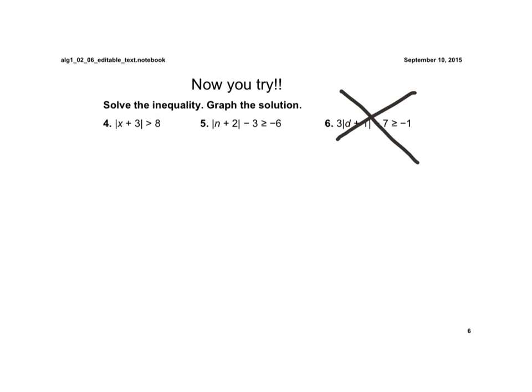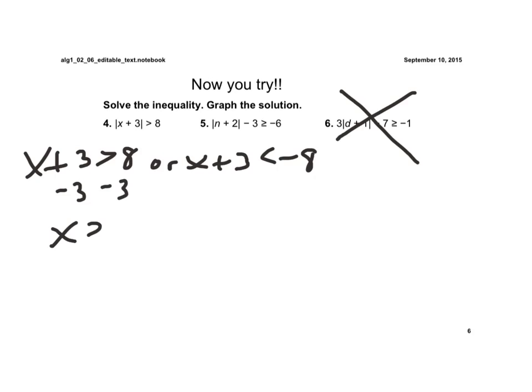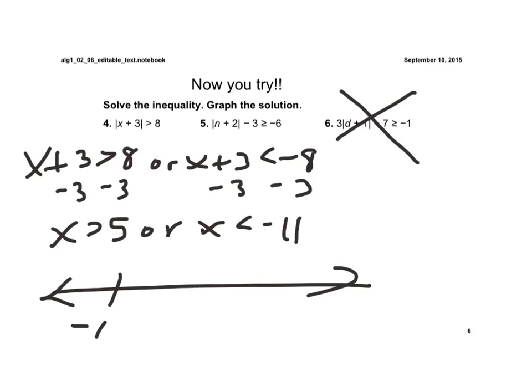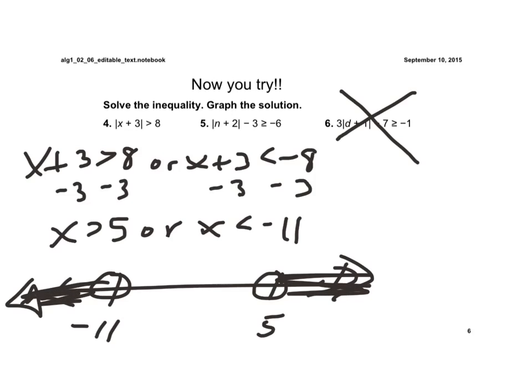Alright, so for this first one, we should have x plus 3 is greater than 8, or x plus 3 is less than a negative 8. Again, we'd subtract the 3 and we get x is greater than 5, or subtract the 3, x is less than a negative 11. And if we graph this, again, negative 11 here, 5 here, open and greater than, and open and less than. Okay.